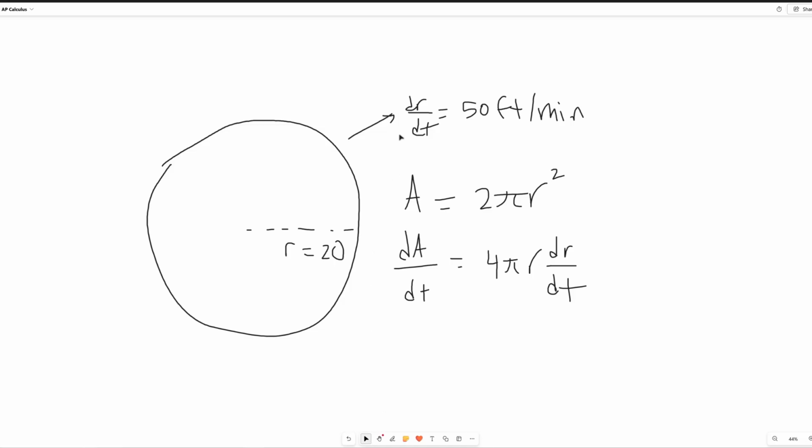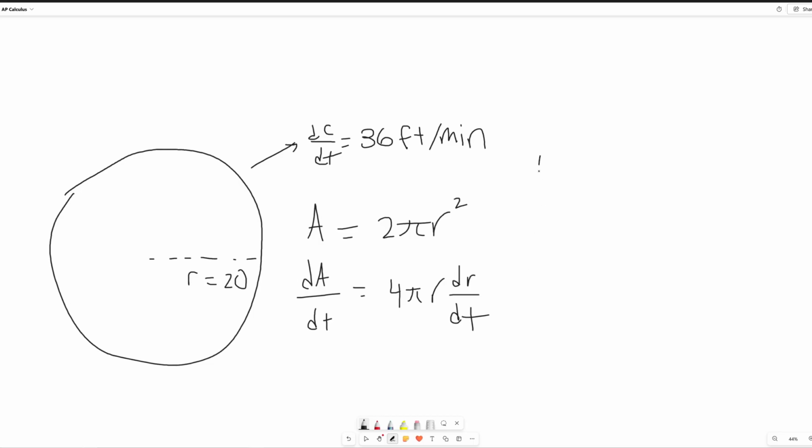But if I, for instance, didn't give you dr dt, instead, I said dC dt was 36 feet per minute. This is circumference. So now how would you find dA over dt? Well, you don't have this yet. So what you need to do is find what dC over dt equals.